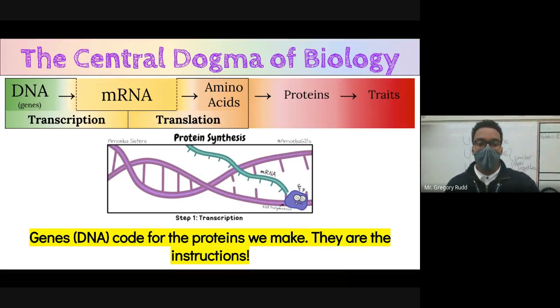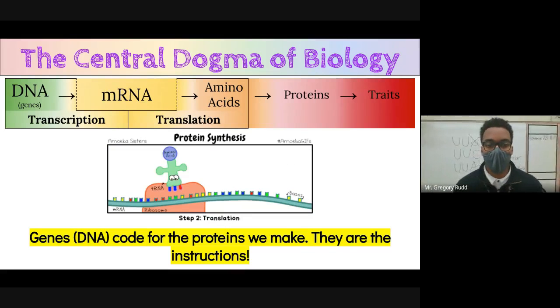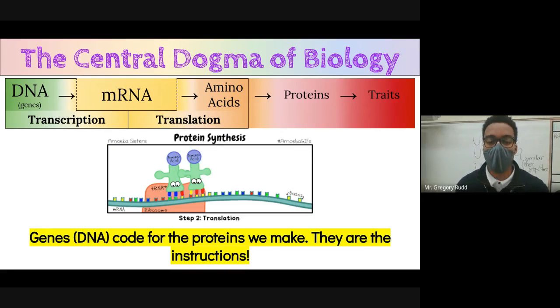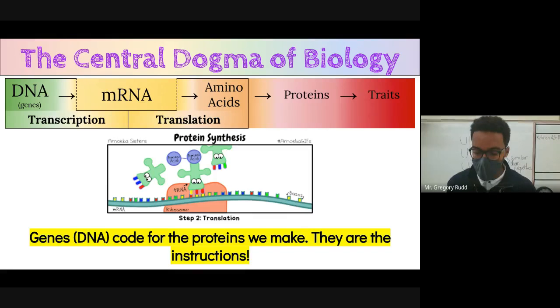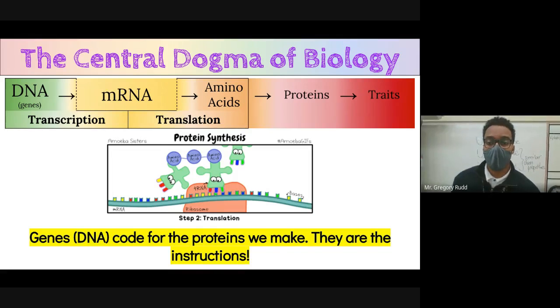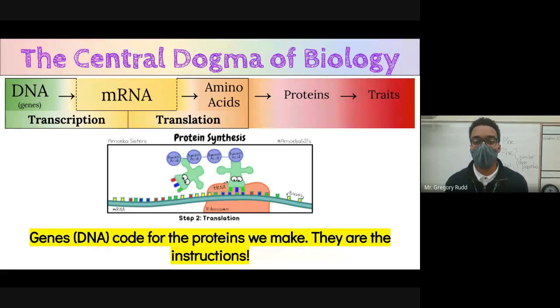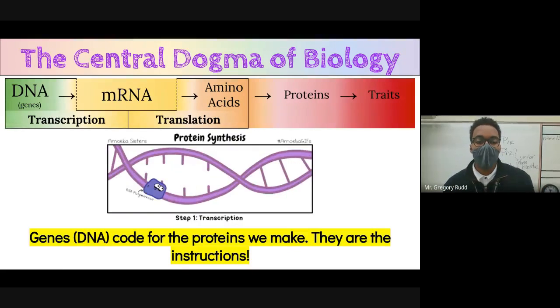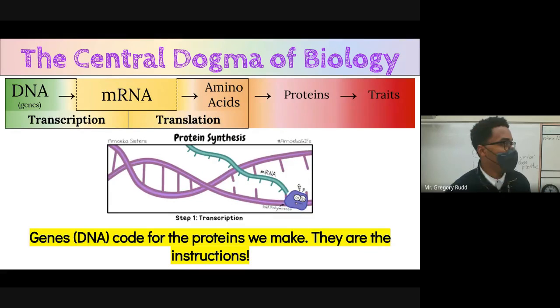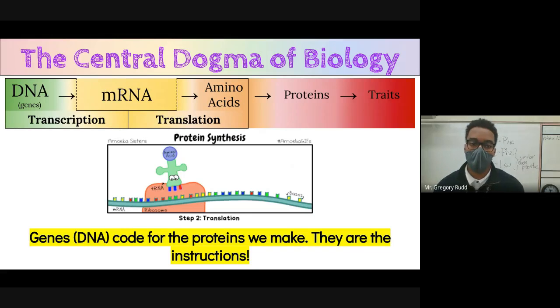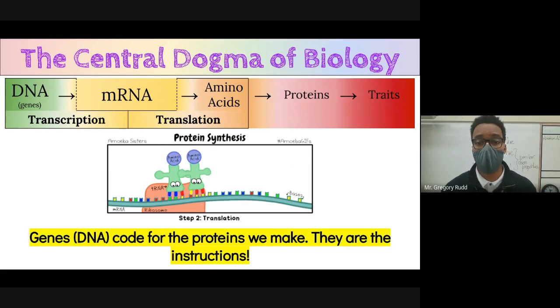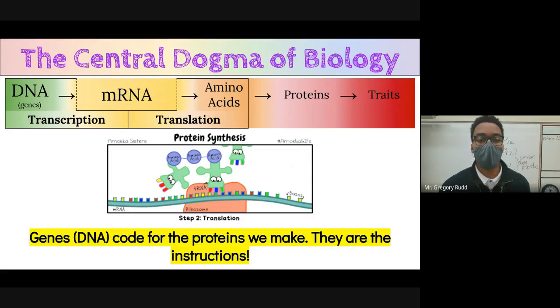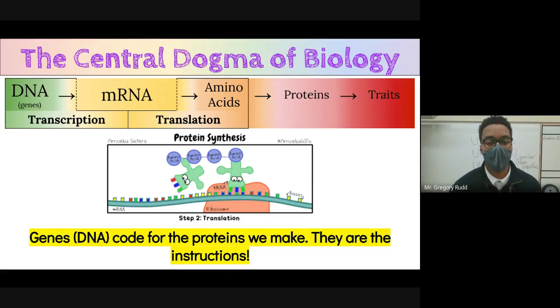All right. So the central dogma of biology, what does this mean? The central dogma of anything means that it is the most important idea that you need to know about it. So the central dogma of biology is the central, most important idea of biology. Basically it states that genes, which are obviously made of DNA, code for the proteins that we make. Your genes are the instructions that tell your cells which proteins to make. This is the central dogma, the most important idea in the study of life.